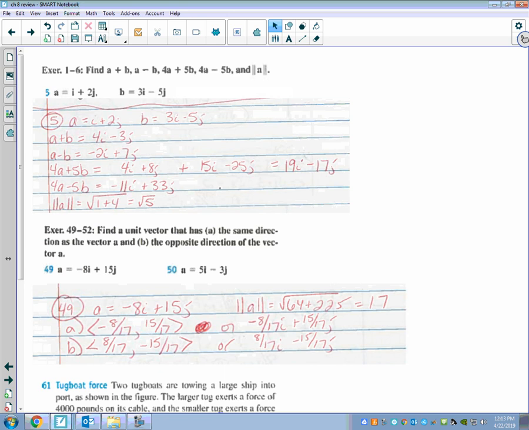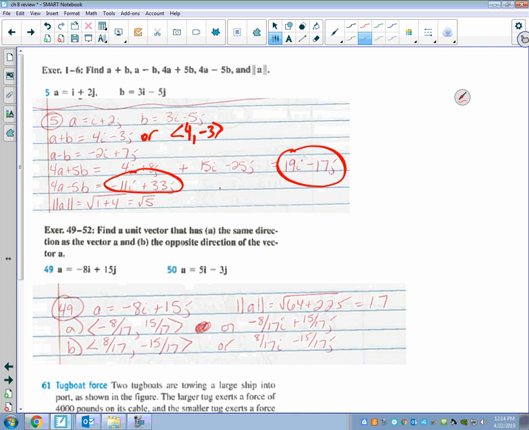And so they gave them in IJ form, so I would just keep them in IJ form. But remember that you can do component form as well. So like you could do 4, negative 3 or 4i minus 3j. So it's up to you. And so remember, when you multiply, I always multiply a by 4, multiply b by 5, and then add them or subtract them. So this is my answer for adding, and this is my answer for subtracting.